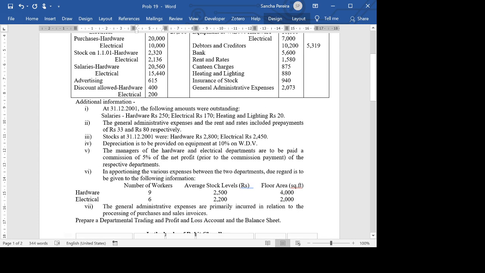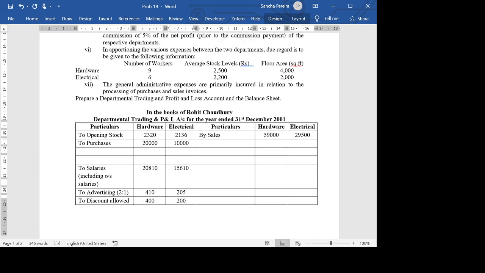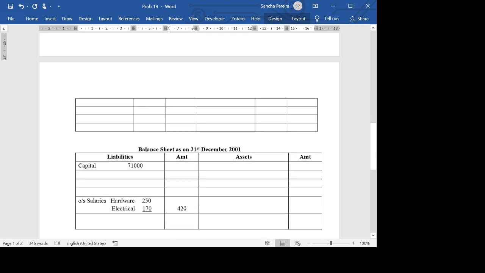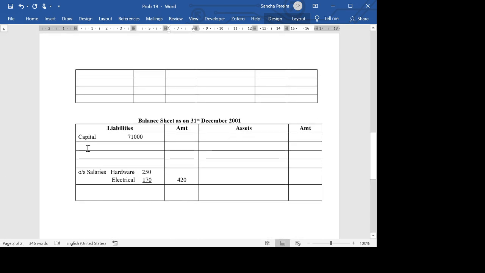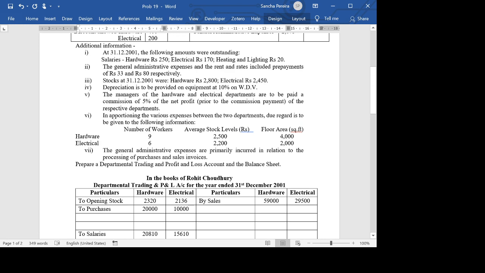The amounts are 400 and 200. Coming to the other side, we have drawings. Now, drawings need to be minus from capital. So, I'll show that less from capital. Less drawings of 3,000. I won't total that yet because we have to adjust the net profit and net loss as well.